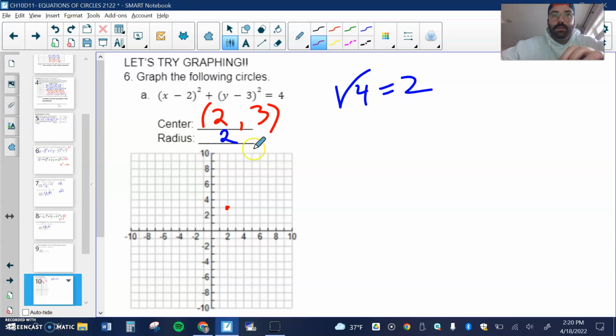Whoops, that's terrible. I'm going to do my best to go up 2 units here. Again, terrible. Let's go with blue. Up 2 units, make a dot. Right 2 units, make a dot. Make a dot, and make a dot. I'm going to do my best to connect those with the circle.